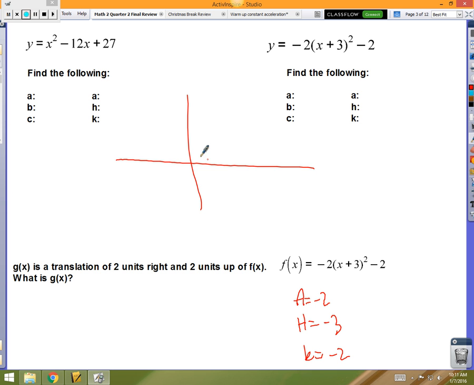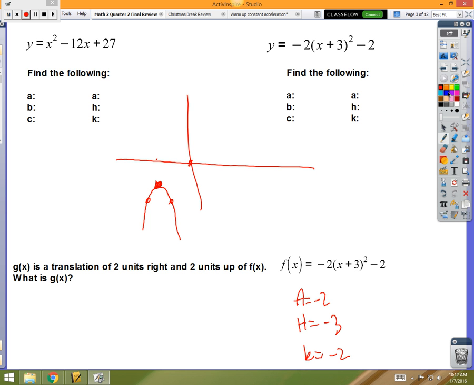So for your graph, you start at 0, 0. h tells you to go left and right, so it's a minus 3, so you're going to go left 3. And then k is up and down, so k is going to go down 2. That's my vertex. And then your a is your slope, it's your dilation. So since it's negative 2, you're going to go down 2, over 1, and your parabola is going to look something like that. So that's the original, that's f.